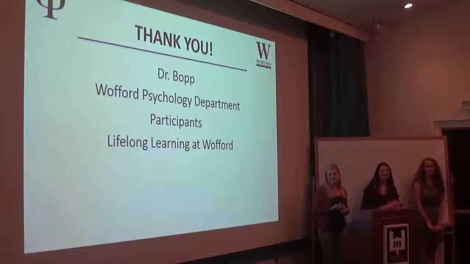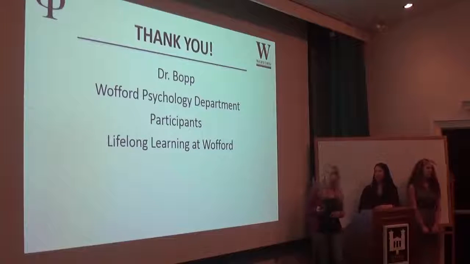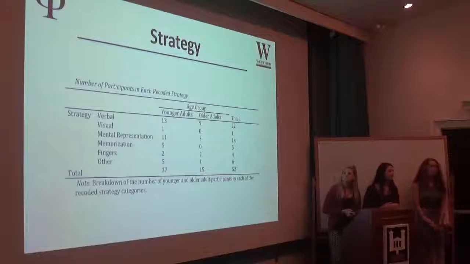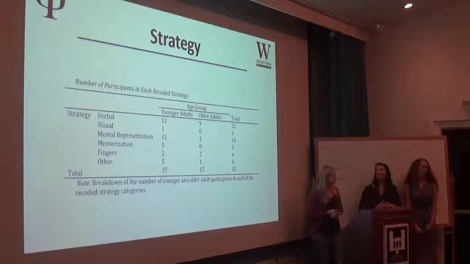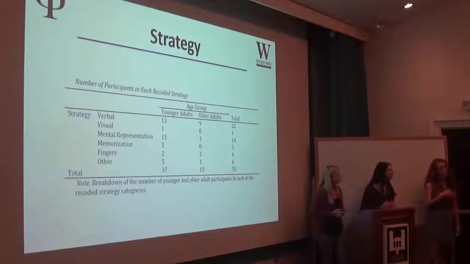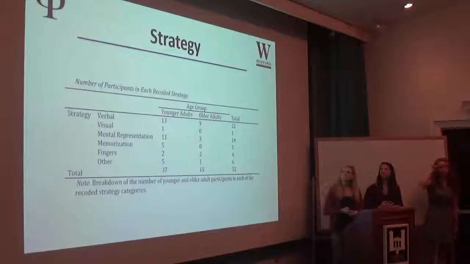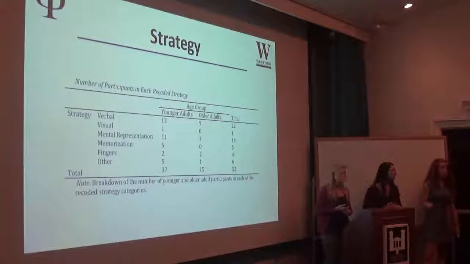We have time for a couple of questions. I'd love to hear just a little bit about strategies. We found that for the younger adults, if they had a consistent strategy, it did not help their accuracy. But for older adults, if they had a consistent strategy, it did help. We recoded all of our strategies, and this is a breakdown of the different types of strategies that people reported that they used that were consistent, but it's only for older adults that it helped.